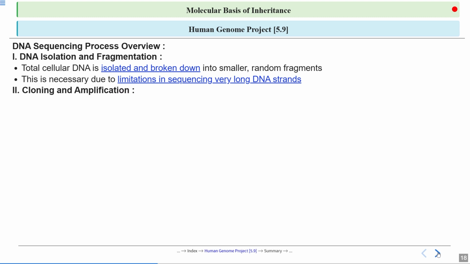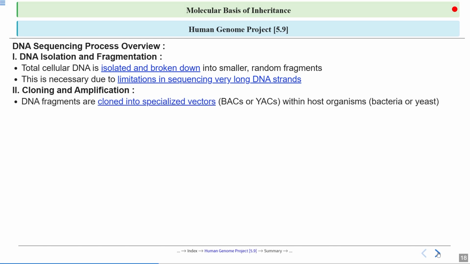Now, let's talk about cloning and amplification. DNA fragments are cloned into specialized vectors, that is BACs or YACs. BAC we know is bacterial artificial chromosome, and YAC is yeast artificial chromosome, within a host organism, which will be bacteria or yeast. So this cloning and amplification we have studied in detail in the biotechnology chapter.